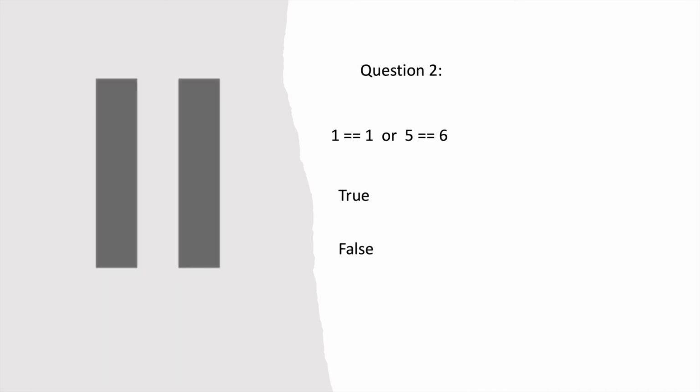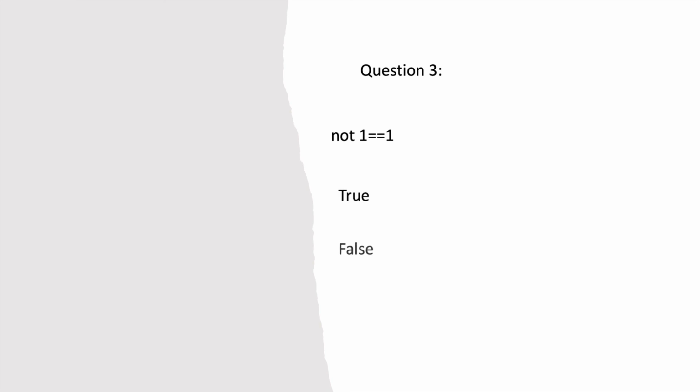Now for the second question: is 1 equal to 1 or is 5 equal to 6? Is that True or False? Pause this video, think about the answer, and when you are ready, unpause it again. Correct, the answer is True because the or needs either of these conditions to be true, one of these conditions.